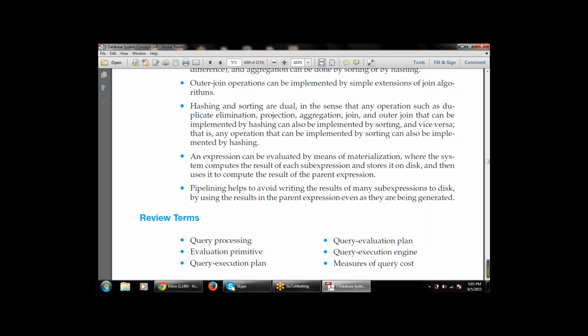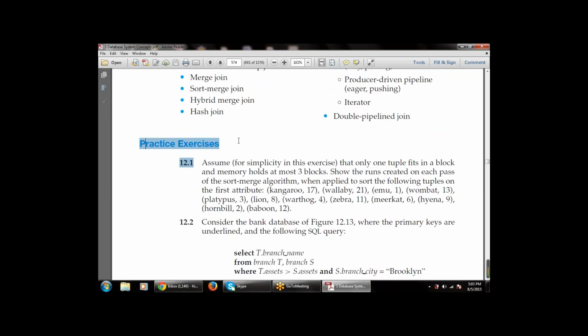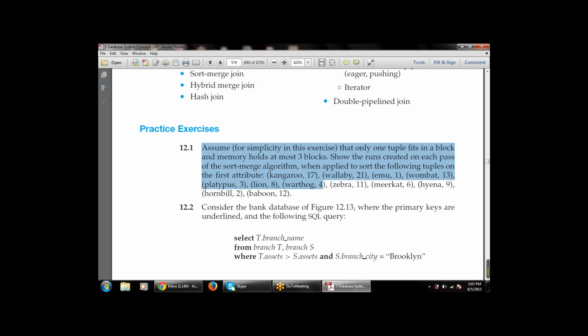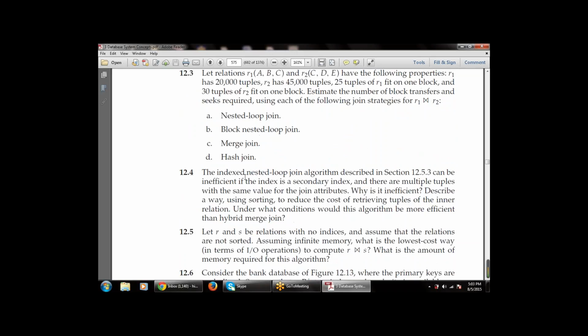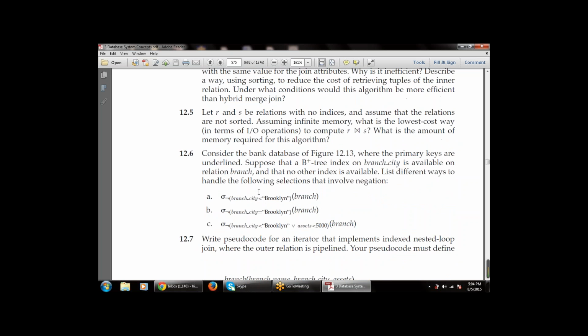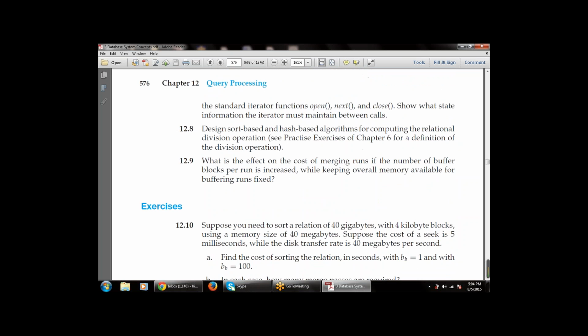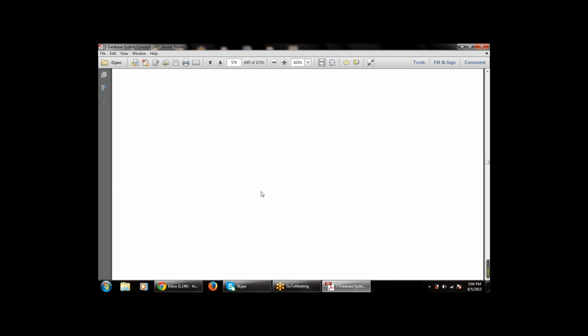Then there are the review terms: query processing, query evaluation plan, evaluation primitive, query execution engine, and query execution plan. Then these are the practice exercises, using the bank database, with the primary key and nested key. The index nested loop join operation will be very efficient for the secondary indices. Then there are the various exercise questions and bibliographic notes.